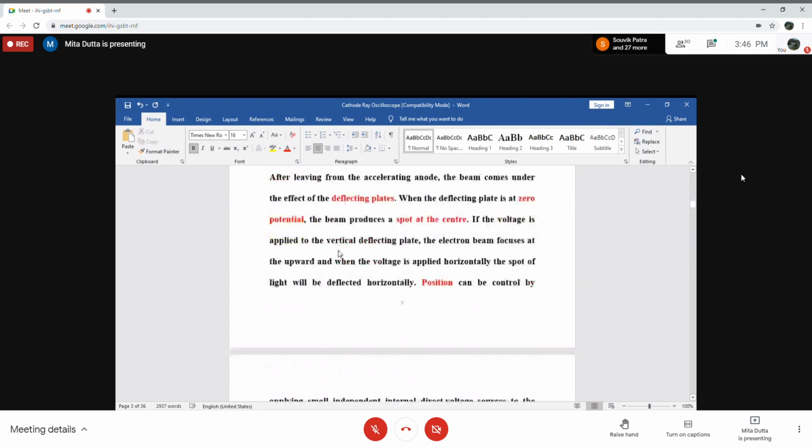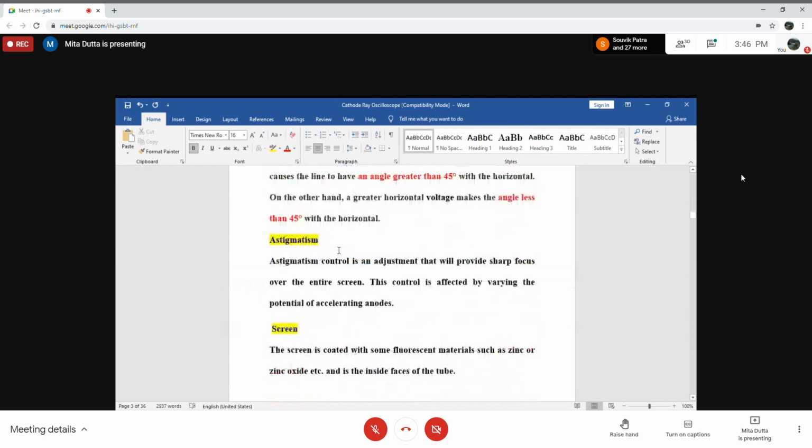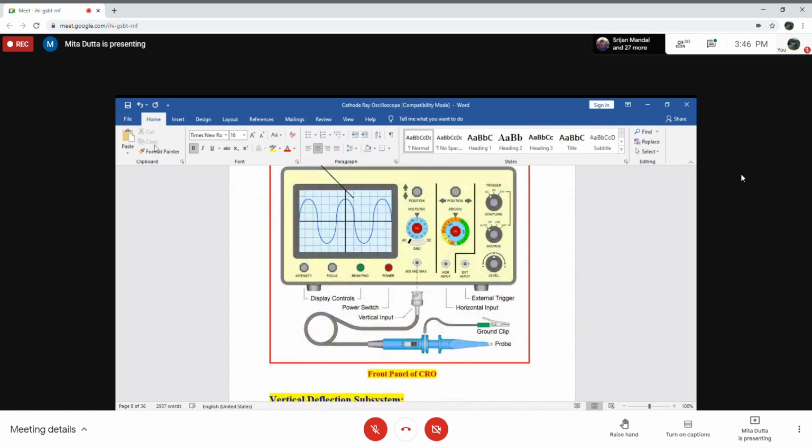Let me show you a picture of the front panel. Here, this is the intensity control knob. This is the intensity, this is the focus, this is the power supply. Here are the horizontal input terminal and the external input terminal, then the vertical input terminal, and this is the position control knob.